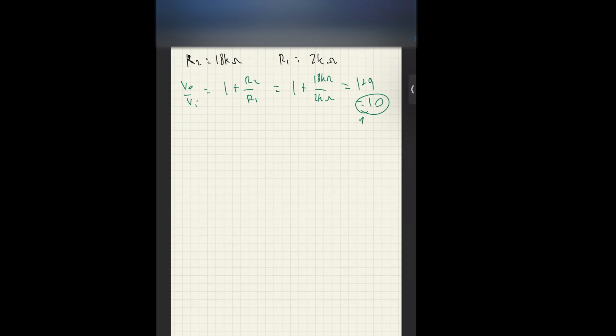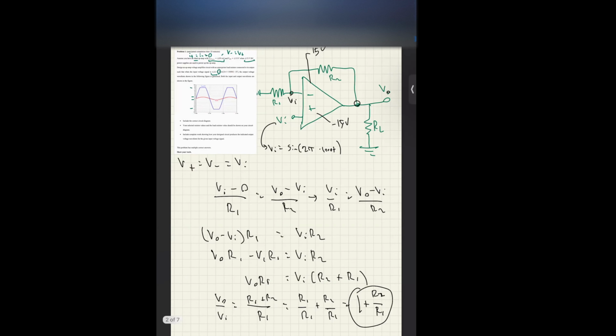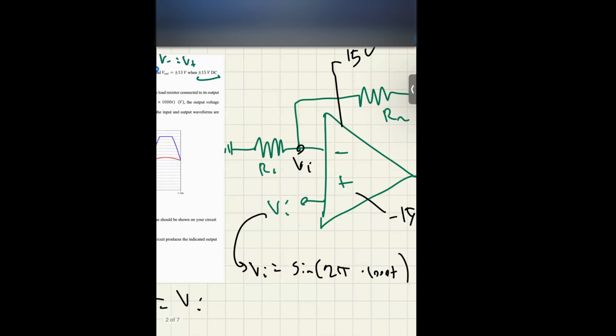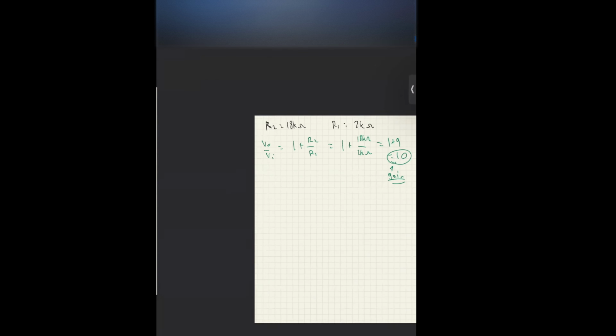So this is our gain. Now, in the diagram, like I mentioned before, we have it cut out at -8 and 8 for the output, so we're going to attribute this as the I out max limit. As you can see here, it says that the I out max is plus minus 20 milliamps. So we're going to go with that knowledge.